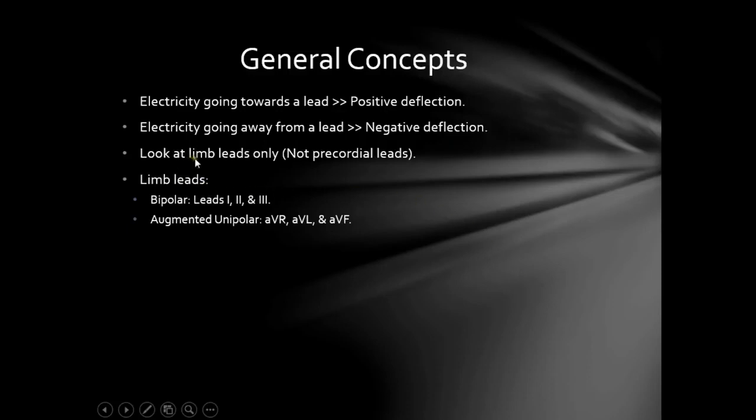We look at the limb leads to determine the cardiac axis, not the precordial chest leads. And the limb leads are basically categorized into two categories. The first is the bipolar limb leads, which are leads 1, 2, and 3. And the second is the augmented unipolar limb leads, which are AVR, AVL, and AVF. And pretty much all you need to look at is leads 1, 2, and AVF to determine the cardiac axis. But we're going to see different methods to determine the cardiac axis shortly.